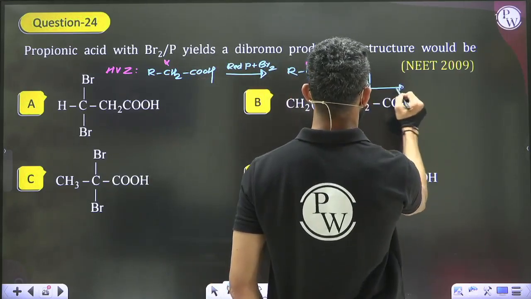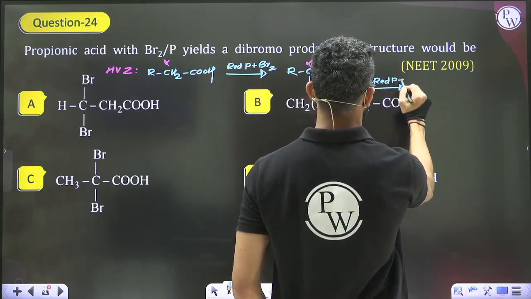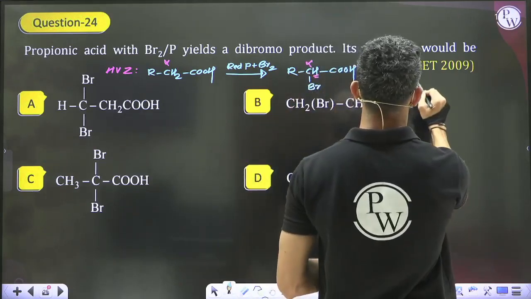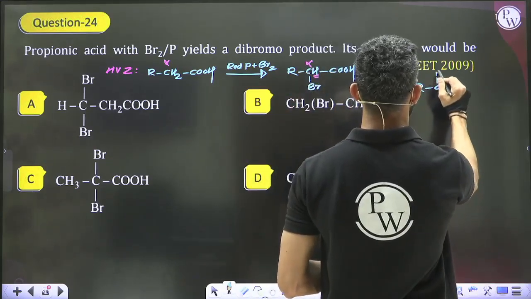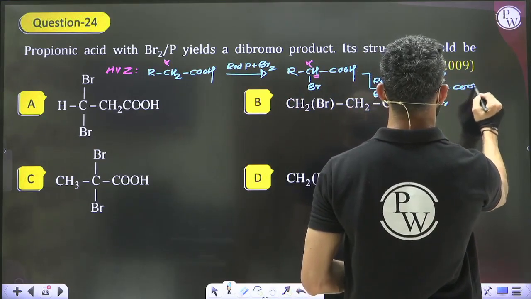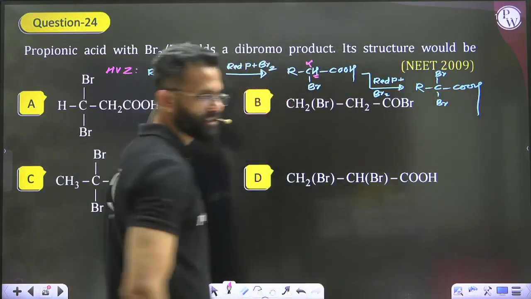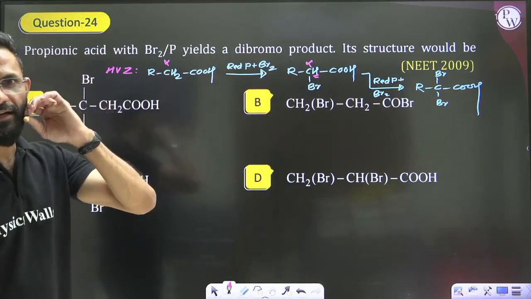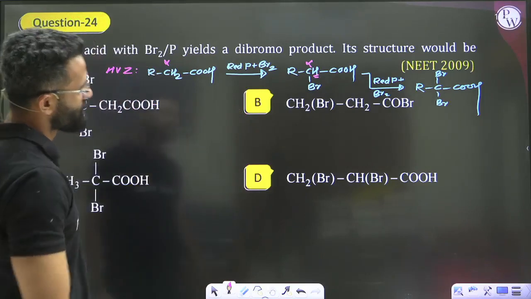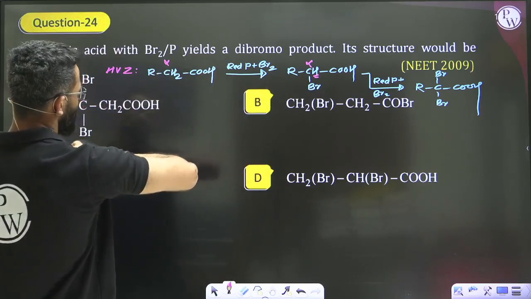This, upon further treatment with red phosphorus plus Br2, will substitute the remaining H as well, and we'll be getting RCBr2COOH. So which option fits well according to the statement that is given? Statement belongs to HVZ reaction, which is alpha halogenation reaction, and excess of reagent will always give you the exhaustive halogenated product at the alpha carbon. So both H's will be replaced by 2 bromine, but at alpha.